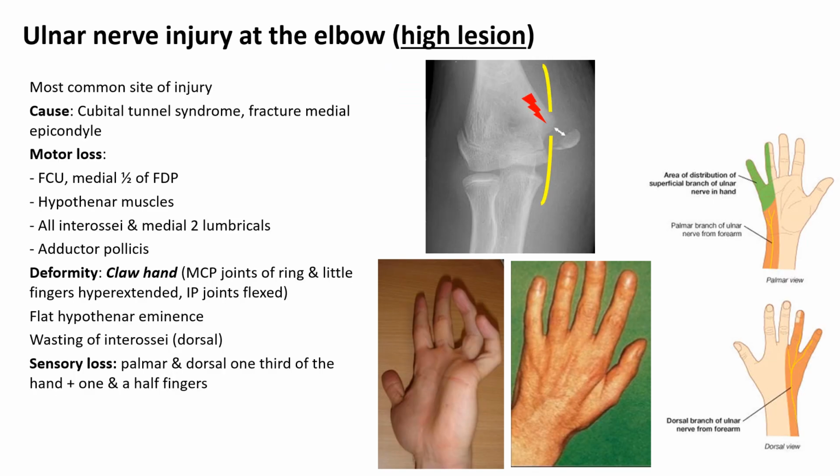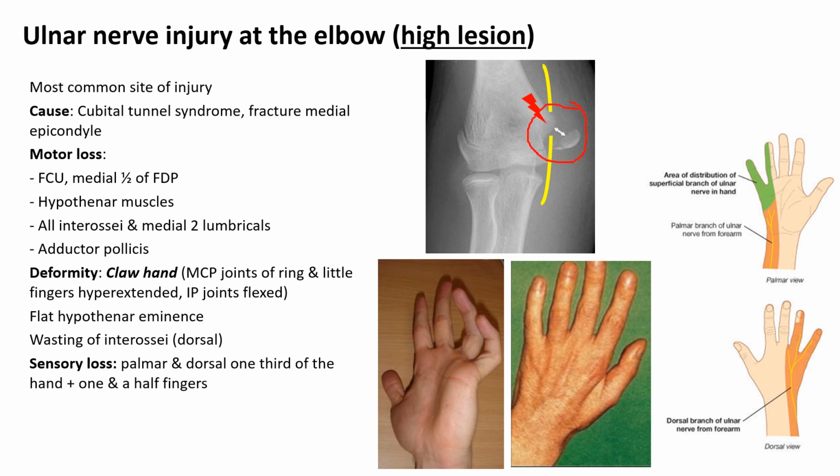Ulnar nerve injury occurs at two levels. At the elbow joint, which is called high lesion, is the most common site of injury. It either occurs due to cubital tunnel syndrome, in which there is a compression of ulnar nerve at the osteofibrous tunnel behind the medial epicondyle, resulting from recurrent microtrauma, or due to fracture of medial epicondyle, as you can notice here.